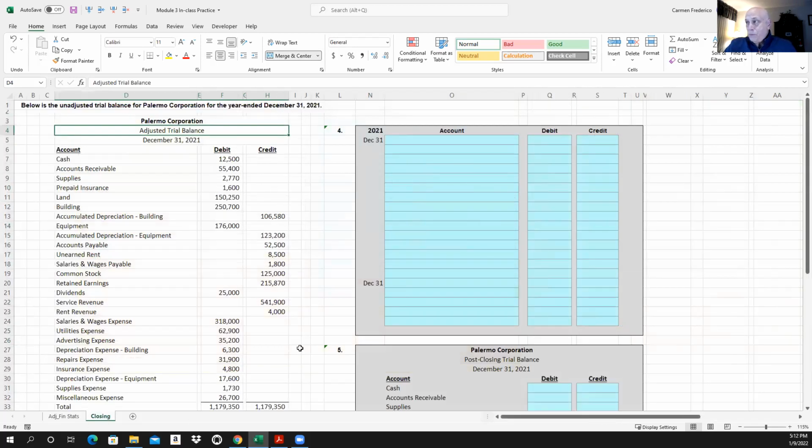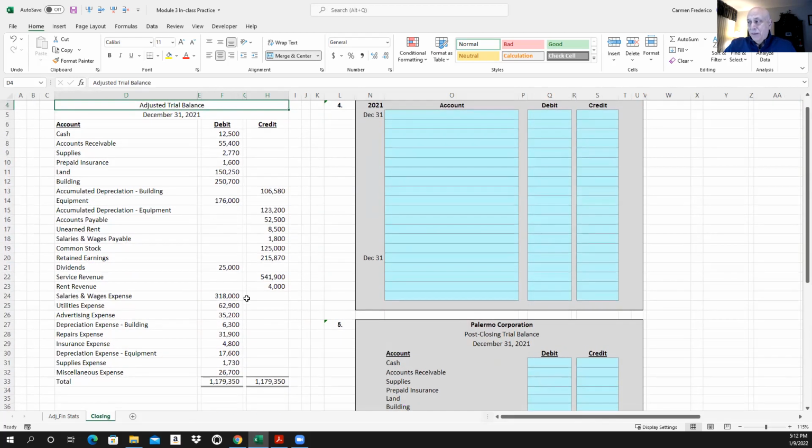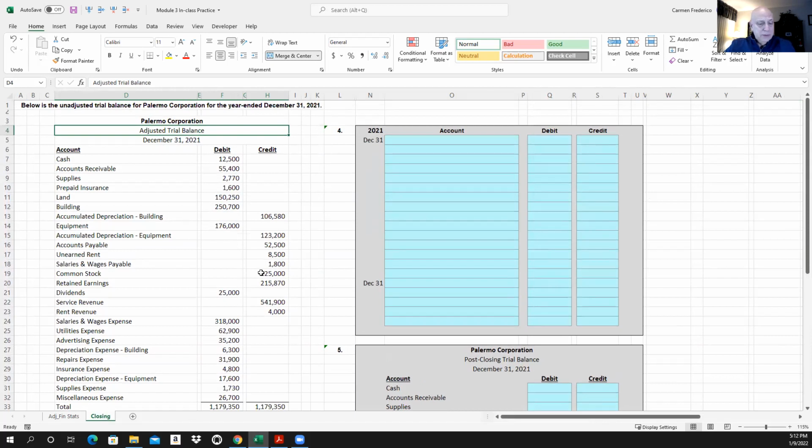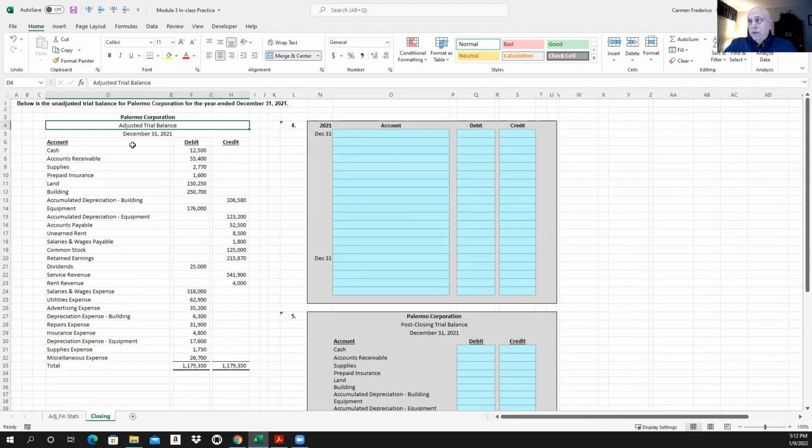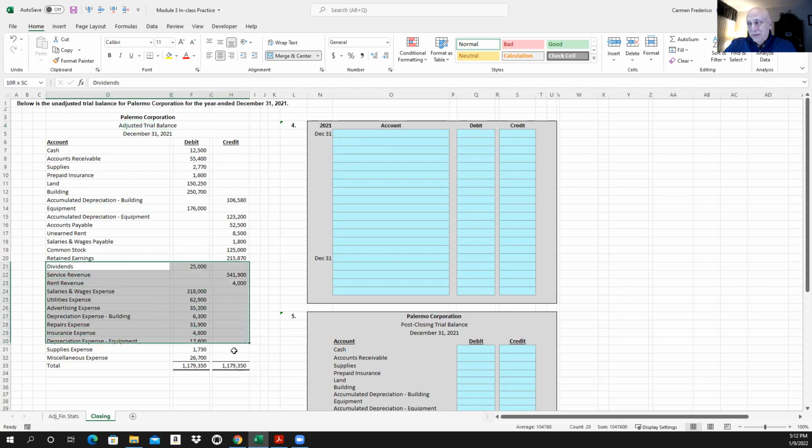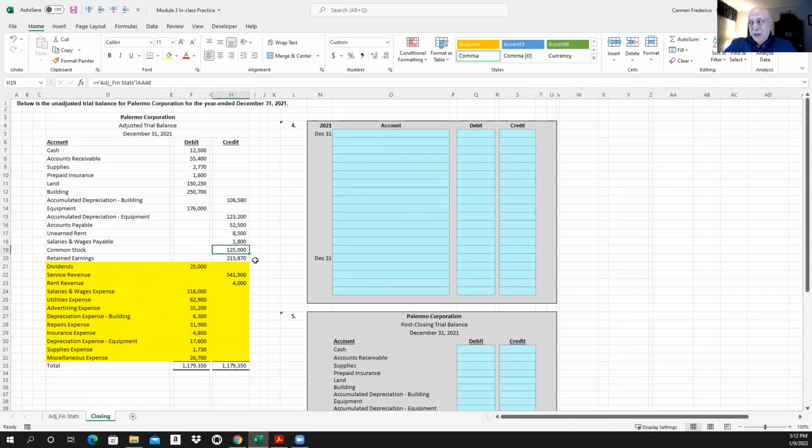Get you under the tab. We have our closing entries. We're going to do that in a second. So you see here we have our adjusted trial balance from the previous page. It's just copied over from the page we just were on. We're going to take all these closing balances and make our closing entries. But we know we're only going to close certain accounts. I'll highlight them in yellow again. Only these accounts below retained earnings will get closed out.